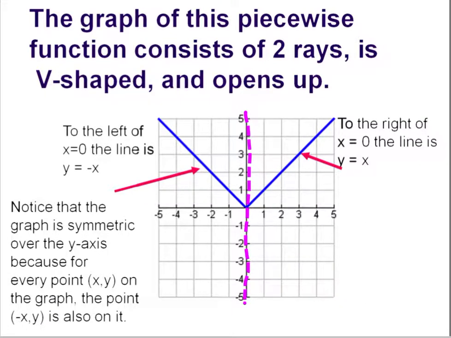Moving on from there, notice that the graph is symmetric about the y-axis, because for every point (x, y) on the graph, the point (-x, y) is also on it. So it is symmetric about the y-axis, just like the parabola is.